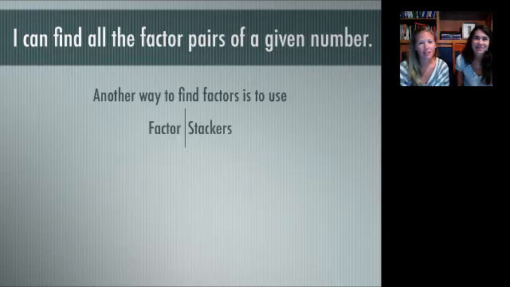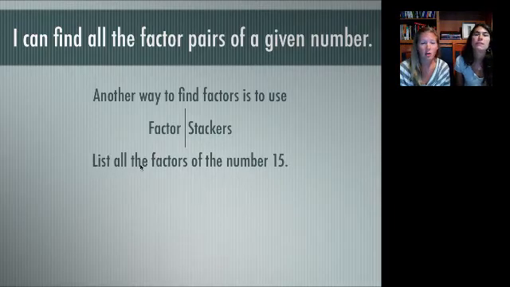All right, the next one is our factor stackers. So factor stackers, again, you're finding all the factors. We're doing it essentially the same way. Instead of making a rainbow, we're going to be drawing a little line to separate them. So if we are listing all the factors of the number 15, again, always start with 1 and the number.